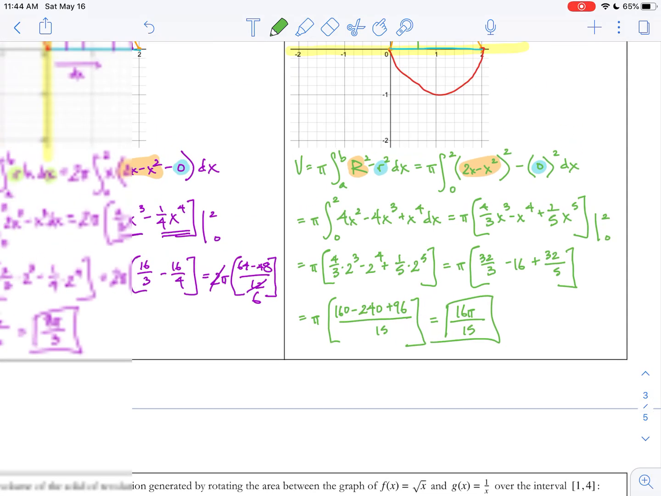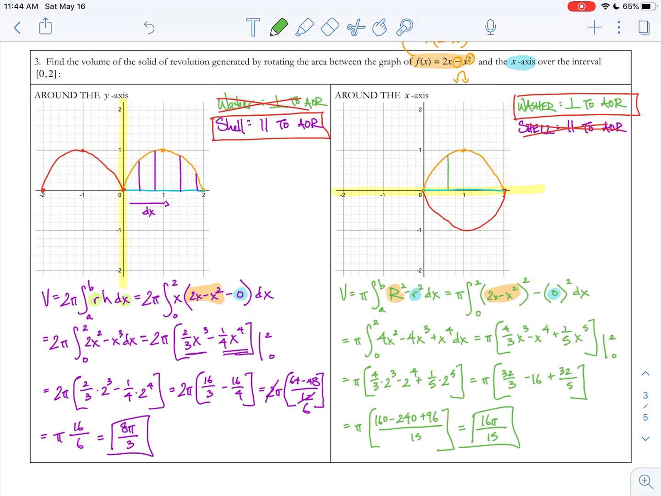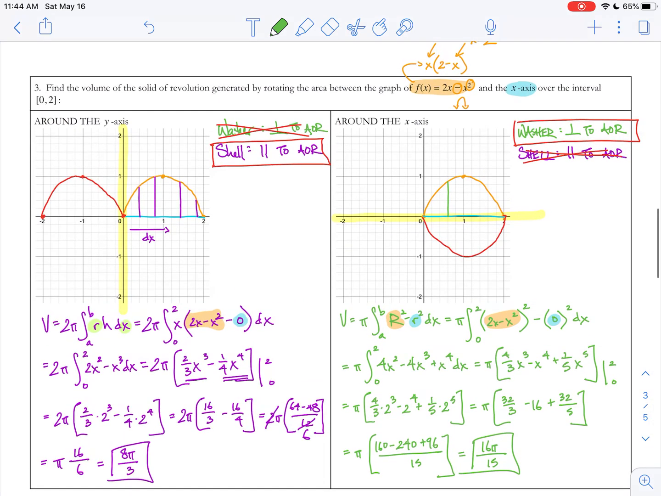All right, let me zoom back out so we can see the whole problem. But as we can see, we did not get the same answers for A and B, and that's okay because we didn't have the same resulting shape. All right, these are two separate problems. And in both problems, we had to decide, should we use washer or should we use shell?